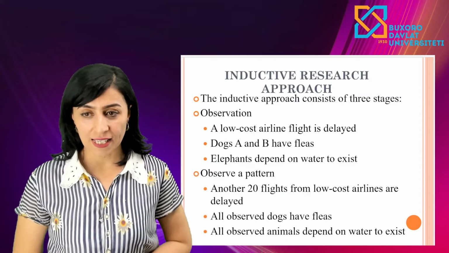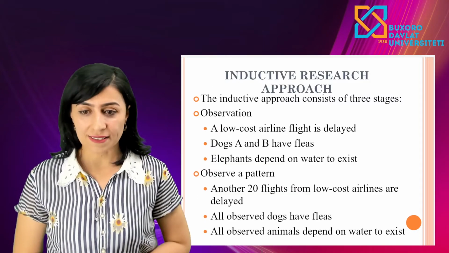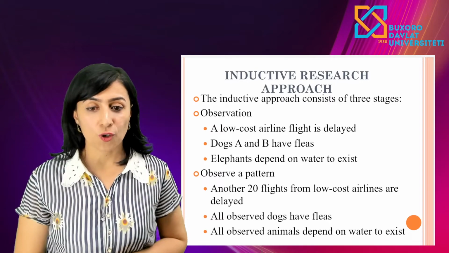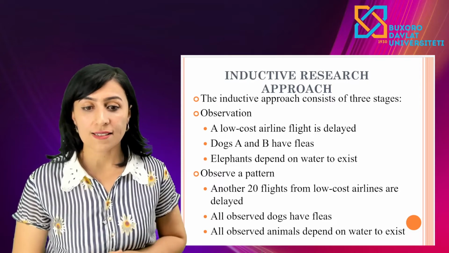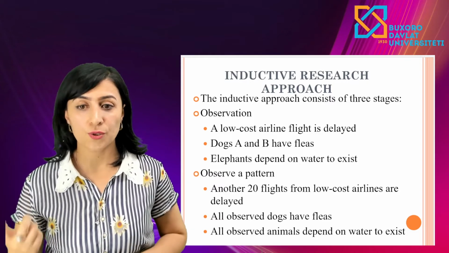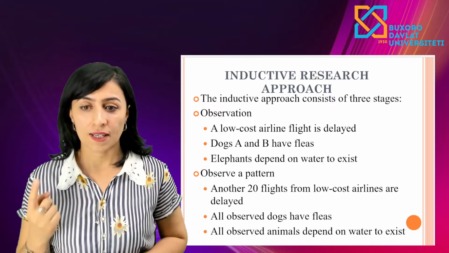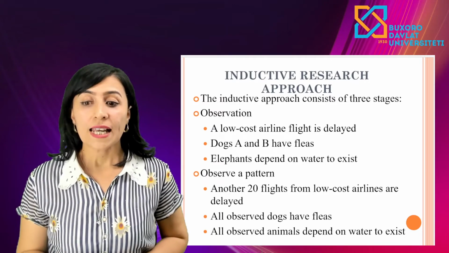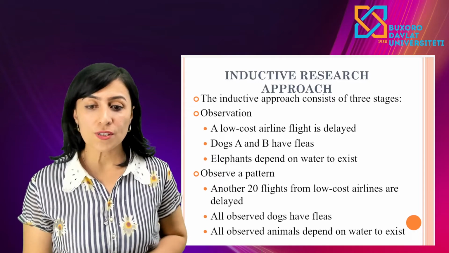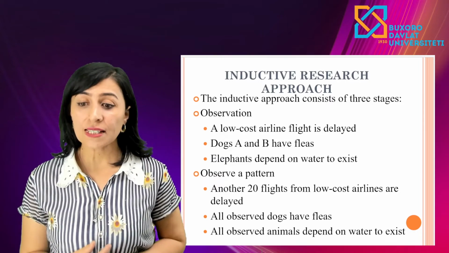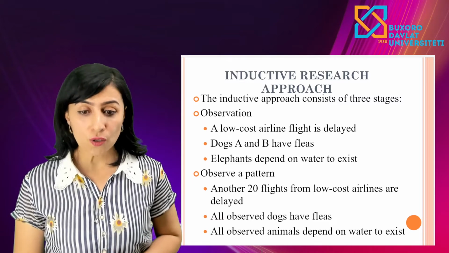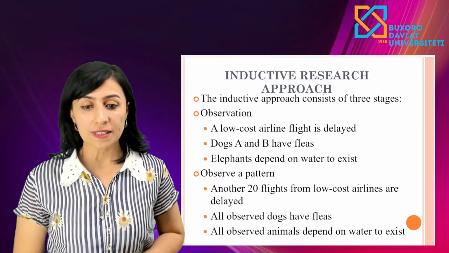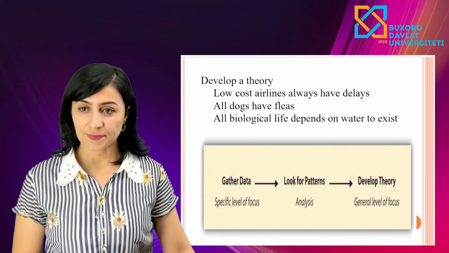Now, the second stage is to observe a pattern. Specifically, another 20 flights from low-cost airlines are delayed. In the first stage, observation, you analyzed only one airline flight. Now, in a pattern, in a specific form, another 20 flights from low-cost airlines are delayed. Next, all observed dogs have fleas. And the last one, all observed animals depend on water to exist.